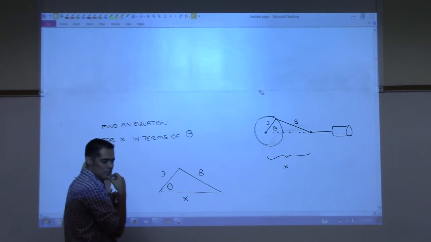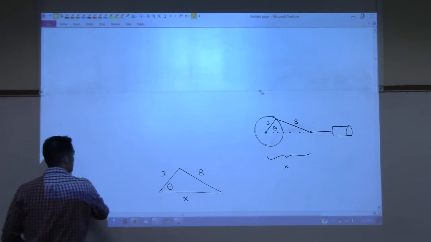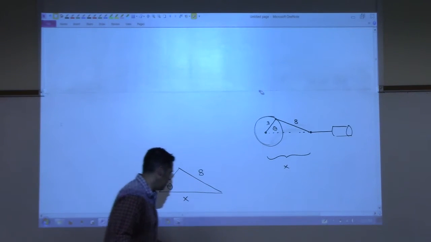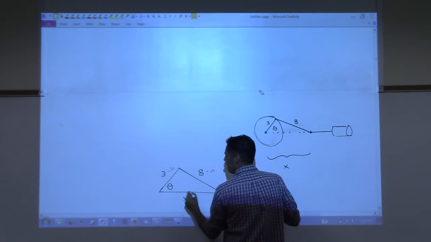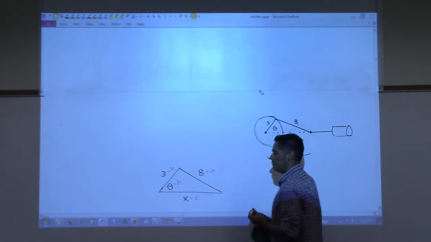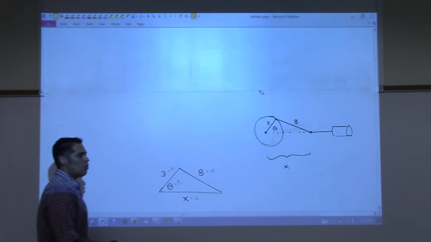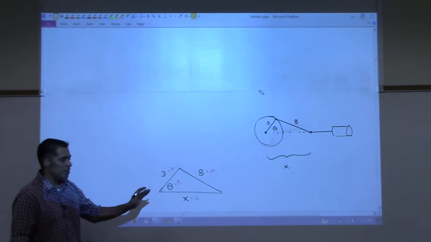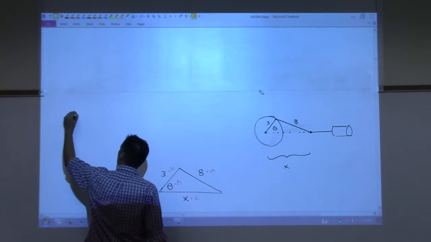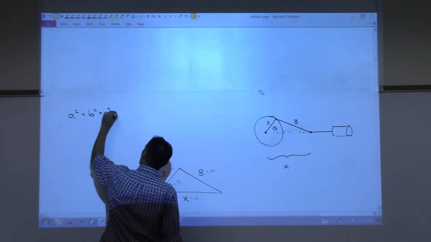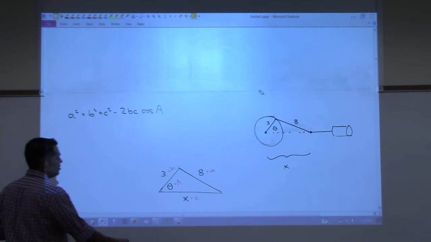How about law of cosines? Let's try law of cosines. Law of cosines would tell me that maybe we should label these. Let's label this A. Let's label this B. Let's label this C. This would be angle A, right? That's what I would have there. So let's do the equation for A squared. And the reason I'm using the equation for A squared is because I have information about capital A. So if you use A squared equals B squared plus C squared minus 2BC cosine of capital A, then what will that equation turn into?